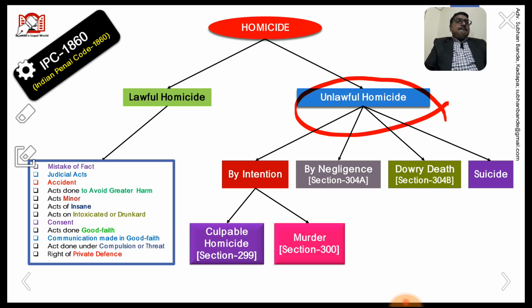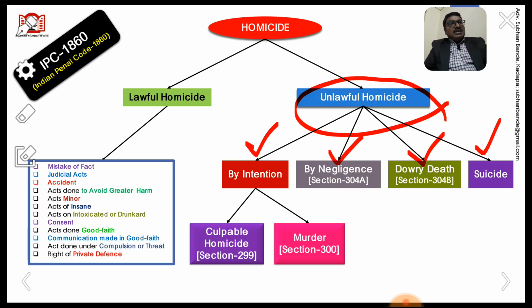A human being may cause the death of another human being by intention, or by negligence, or for dowry, or he may kill himself. If a human being kills himself, it is known as unlawful homicide. If a human being kills another female human being for extra dowry within a period of 7 years subsequent to their marriage, it becomes dowry death.